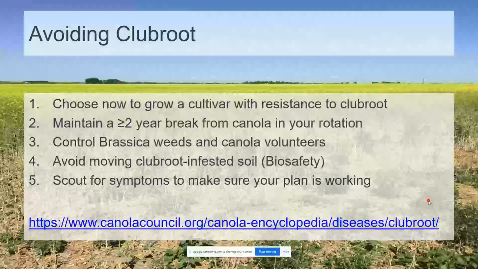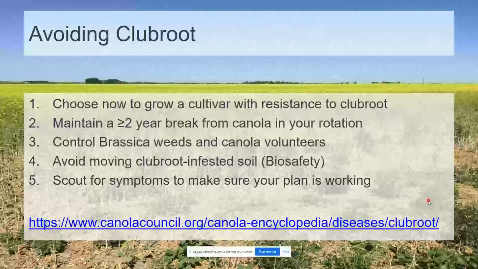The second thing is, do you remember how I mentioned those resting spores aren't all clones? They aren't all genetically identical. It means that some of them have the capacity to overcome the resistance, so the resistance doesn't work for those pathotypes. And so the good news is that most of the spores will die off in a 2-year absence of a host crop. So if you can grow a resistant cultivar and maintain a 2-year break between canola crops in your rotation, you're going to be sitting pretty. You're going to be really able to avoid a lot of bad clubroot problems.